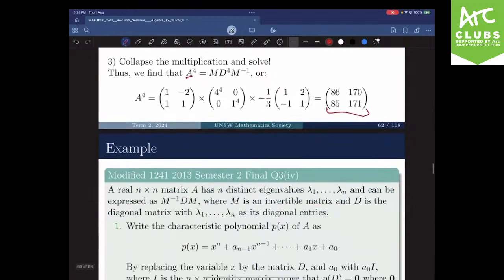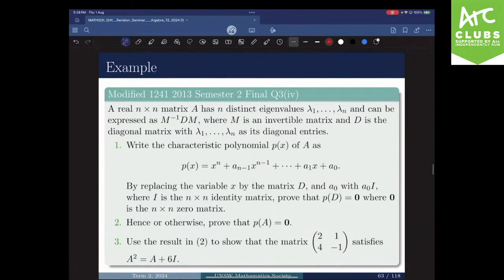All right. And this is, oh my God, this question. Basically, we have a real n by n matrix with n distinct eigenvalues, and it can be diagonalized. So we have the characteristic polynomial P of x of A as this. And by replacing x with a matrix D and a0 with a0 times the identity matrix, we have to prove that P of D is equal to the n by n zero matrix.